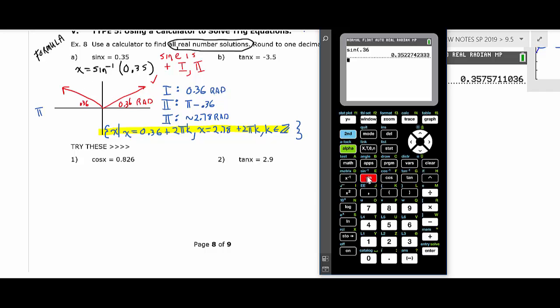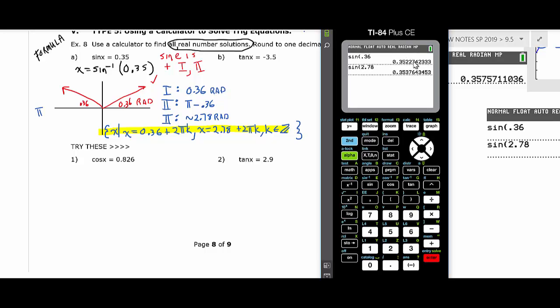And if we were to do the sine of 2.78, we would also get about the same answer. Okay, we're rounding, so that's why we're off a little bit. So that's how you could tell that you have the right answer to the problem.